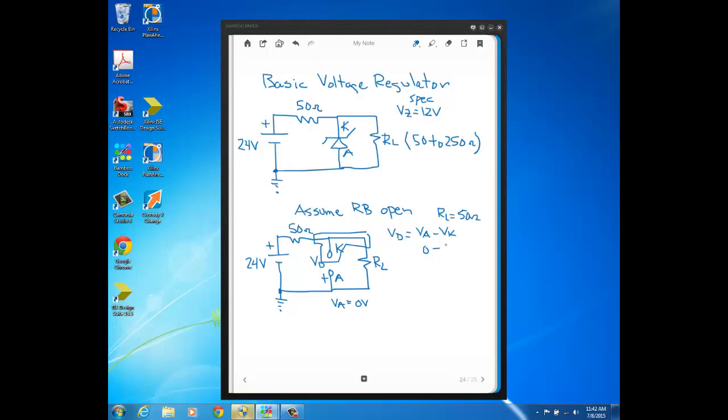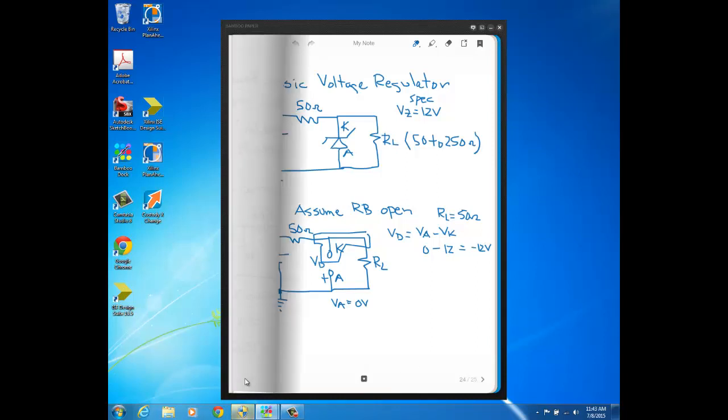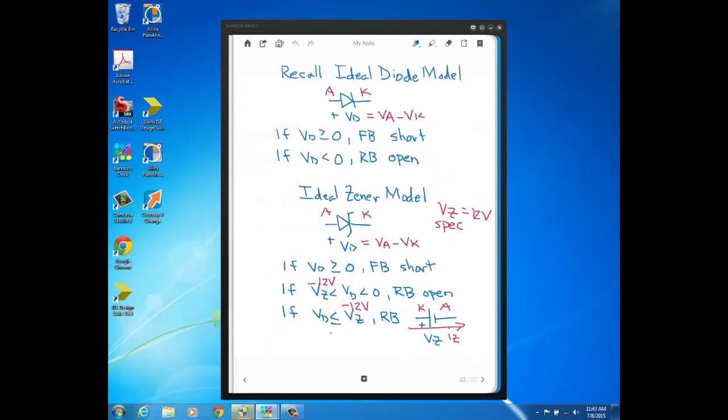Well, VK is going to be 12. So VD is minus 12 volts. Okay, so now we go to the Zener model, the ideal Zener model, and again VZ is 12 volts. When we put it into the model, we put a minus sign there.